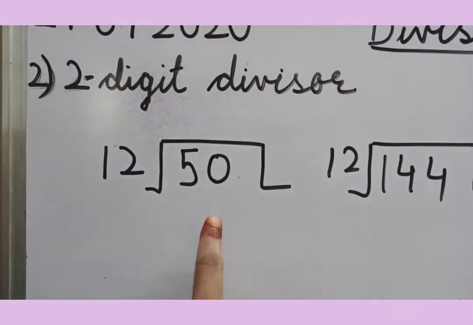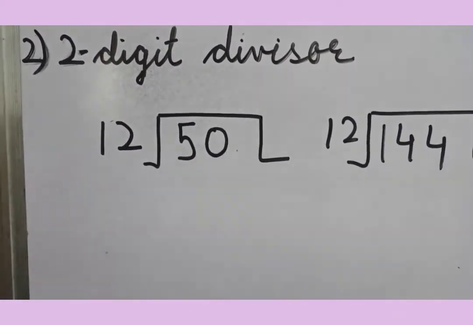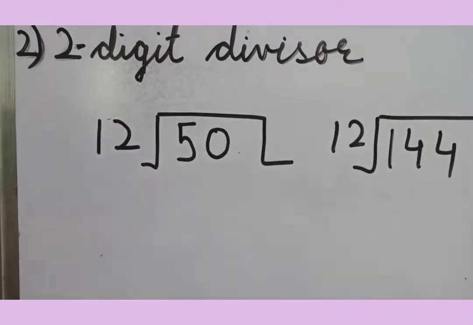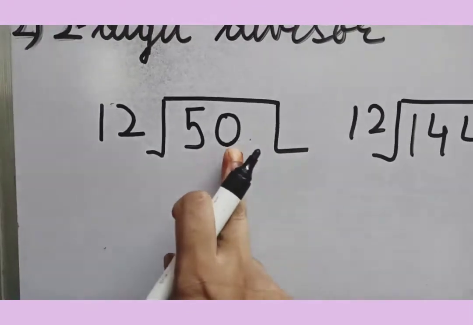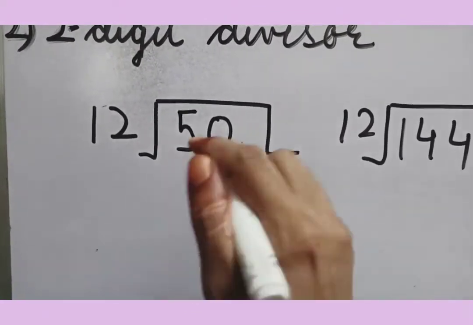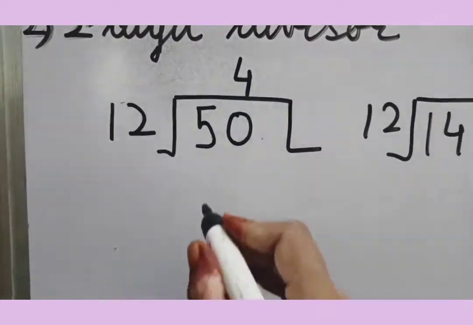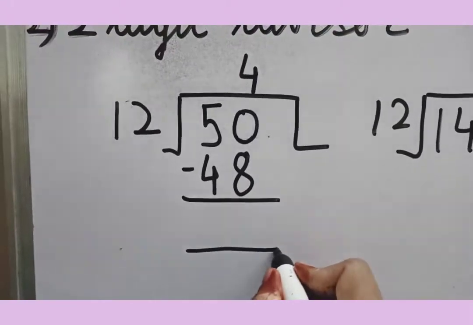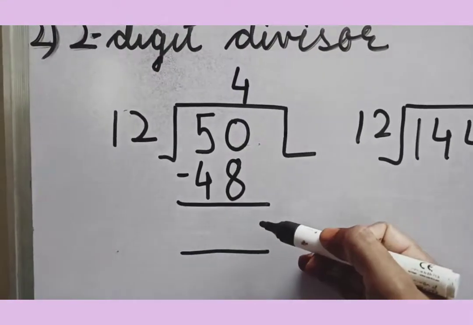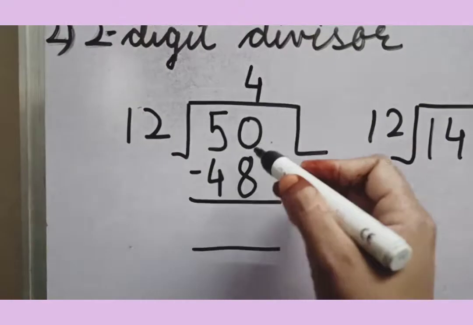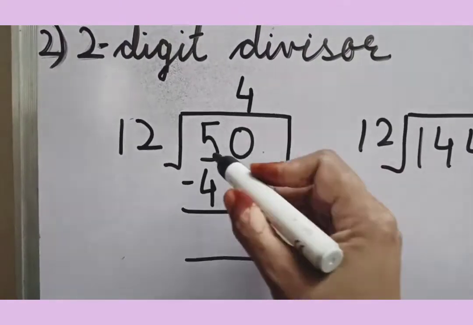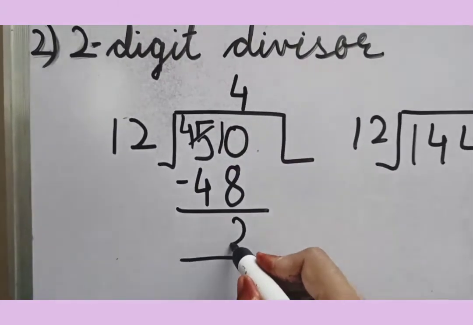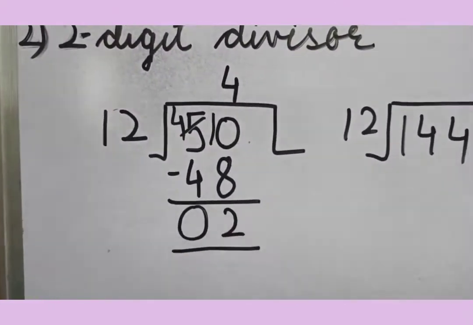So I'll find out a number which is less than 50, and the table is 12 1s are 12, 12 2s are 24, 12 3s are 36 and 12 4s are 48. Now since I am dividing 50 together, not 5 only, I'll write 4 above 0 and I'll write 48. Now most of the time it has been observed that students write a wrong answer in the difference. So please understand the difference in the same manner. You are going to borrow 1, you will make it 10, you will make it 4, and again you get an answer 2 as a remainder.